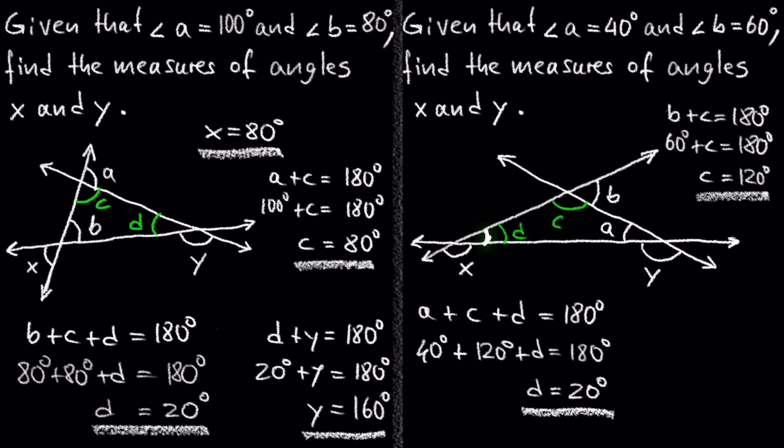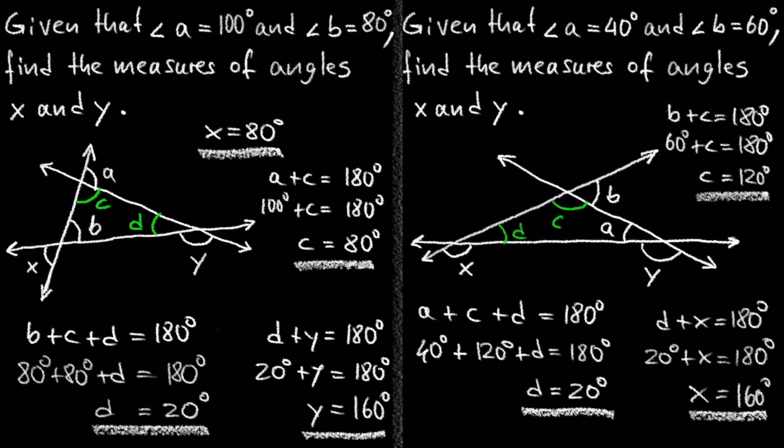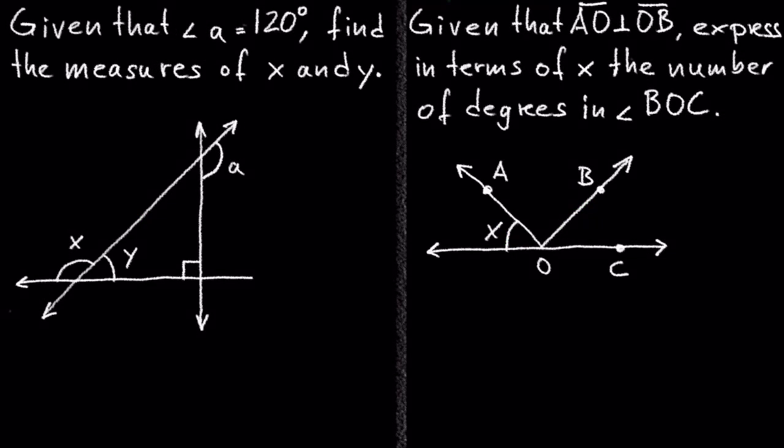And D plus X is 180 degrees. So we can write 20 degrees plus X equals 180 degrees. 180 degrees minus 20 degrees is 160 degrees. So we get X equals 160 degrees, and we're done with this problem. Let's look at these two last examples.